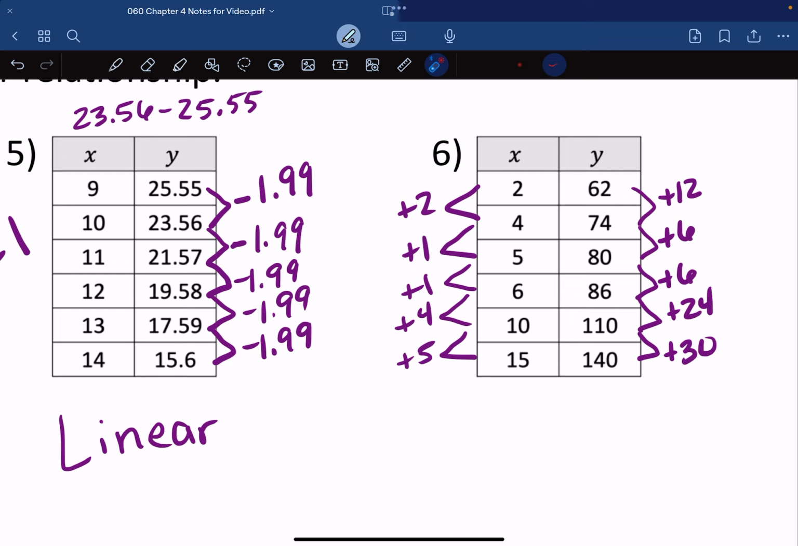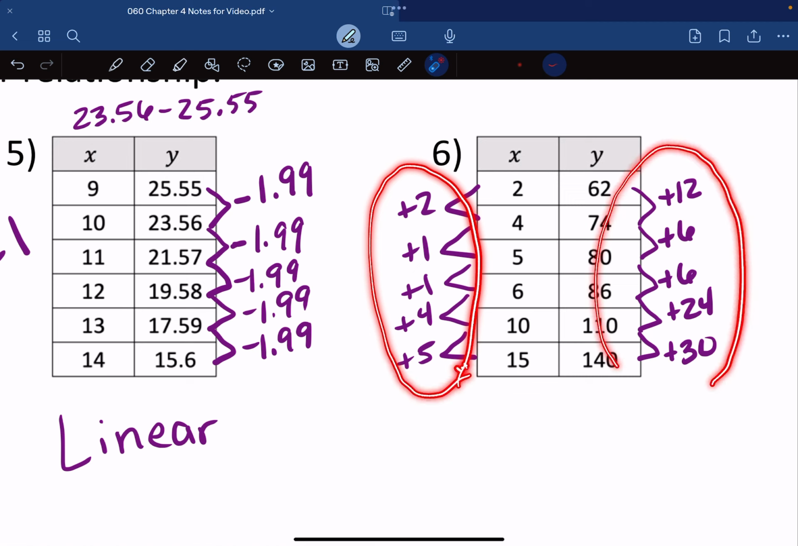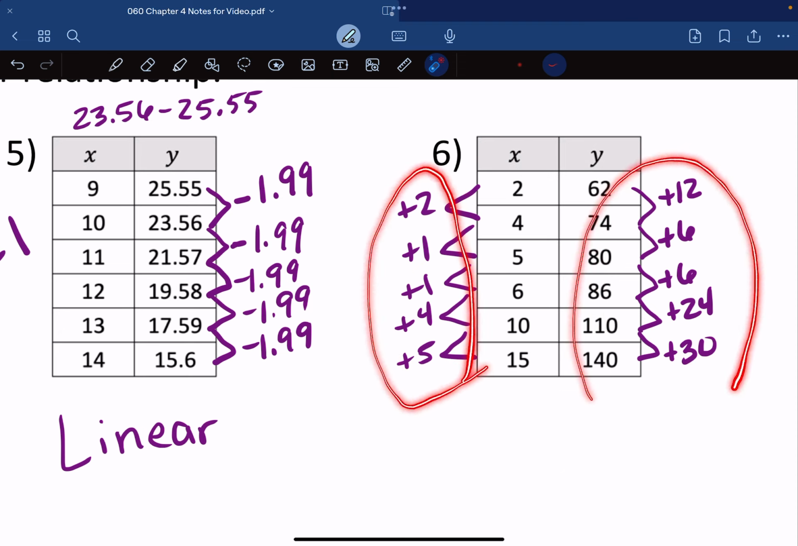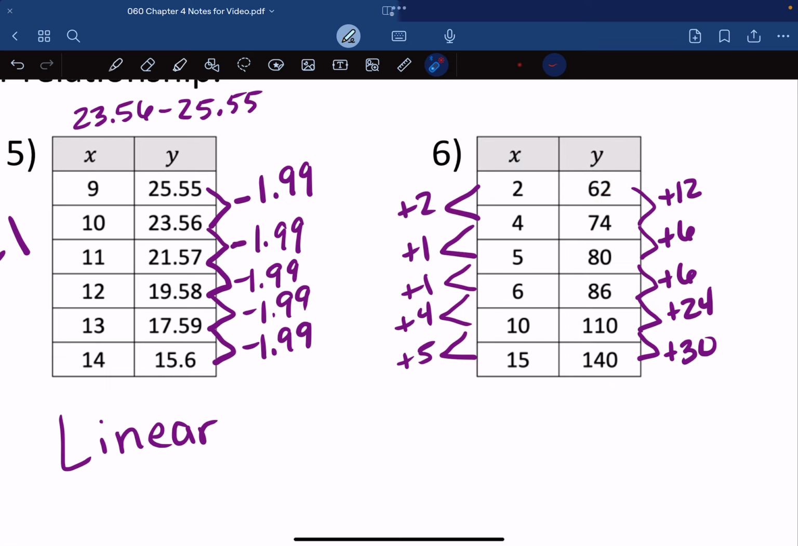Now, students tend to look at this immediately and say, these are all different. This is nonlinear. Now, yes, these are all different. Does that automatically make it nonlinear? No, because we're looking at the change. We are looking at the change in y over the change in x. We have not looked at the ratio of the change yet.